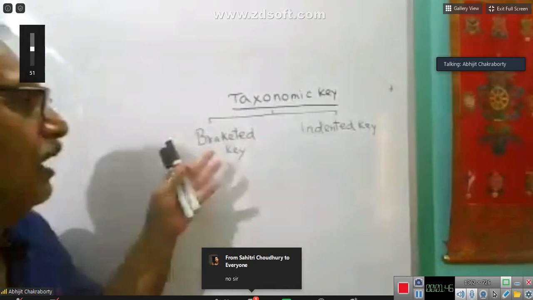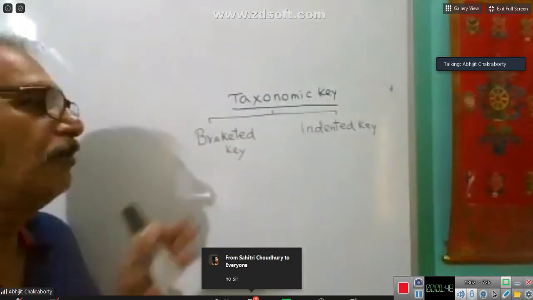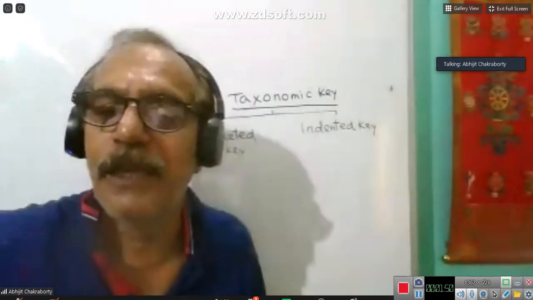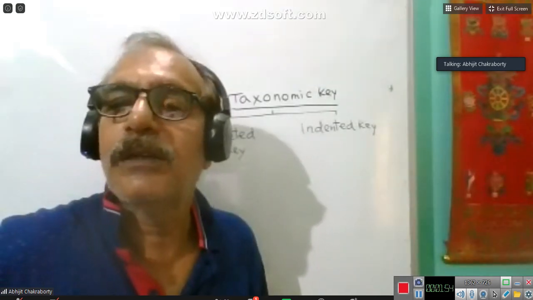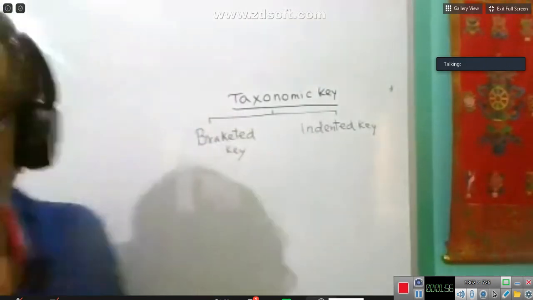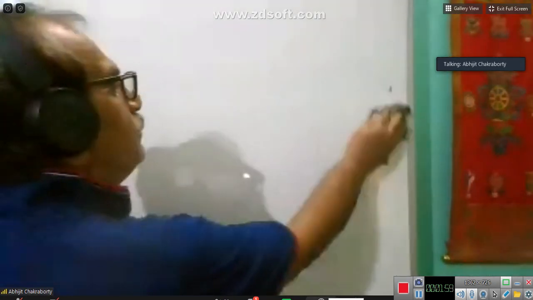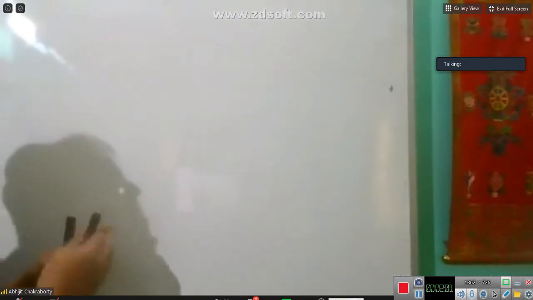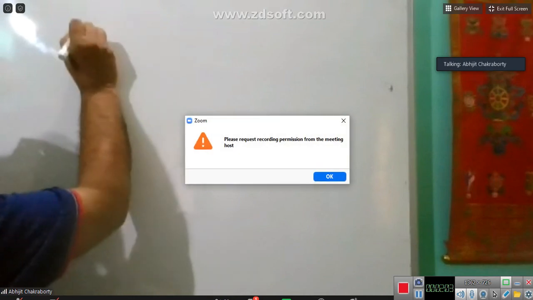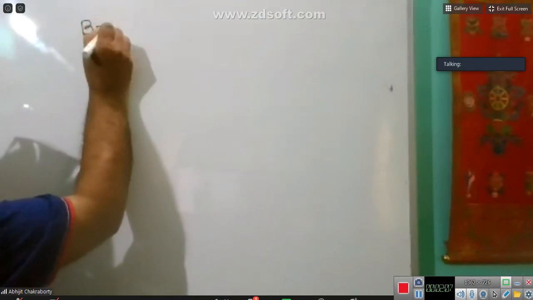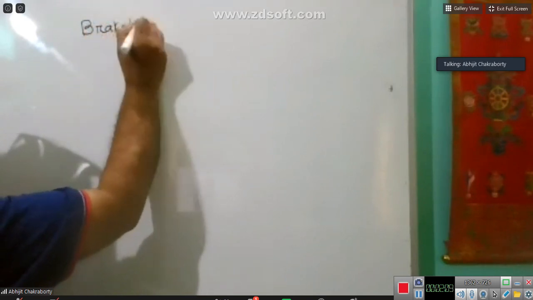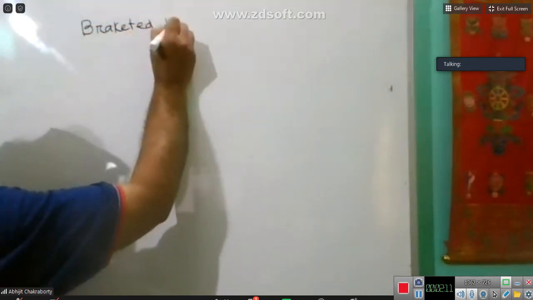Thank you. So now we have to see how these two keys help in the identification of organisms. Now, here it is, suppose the bracketed key.